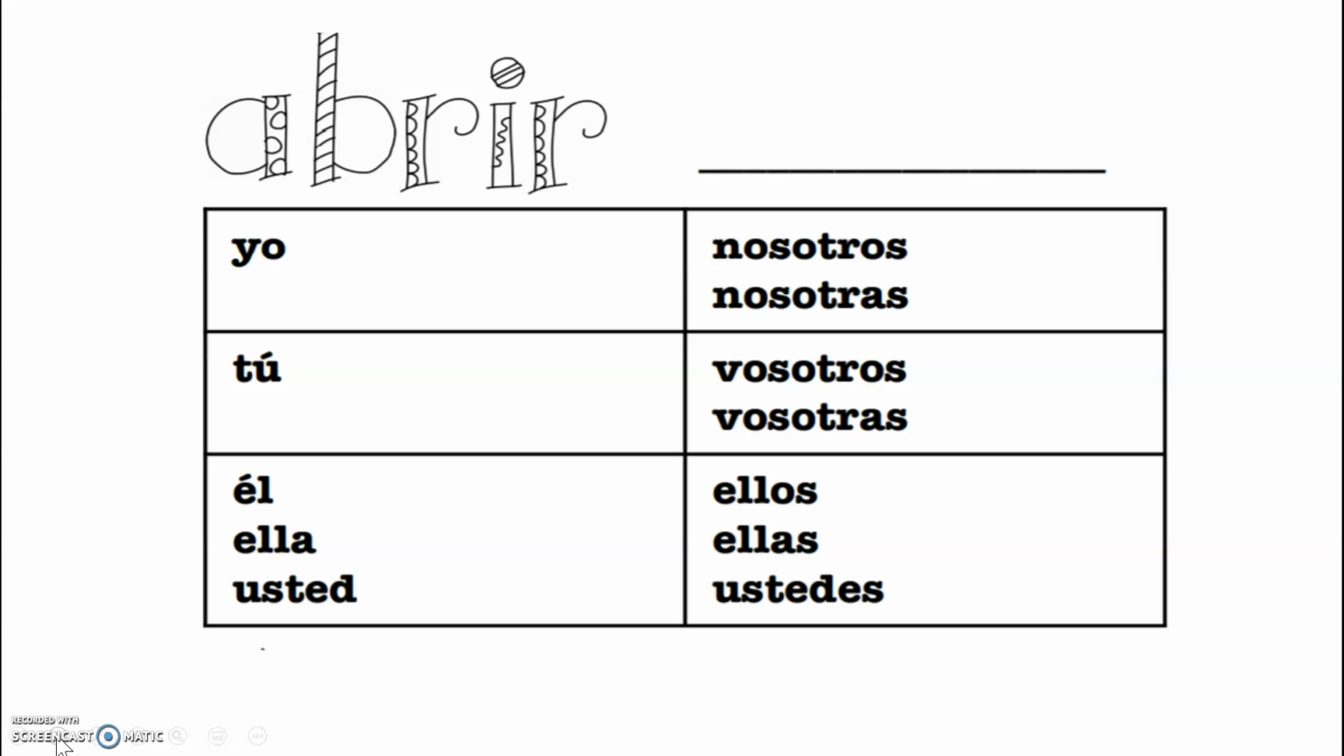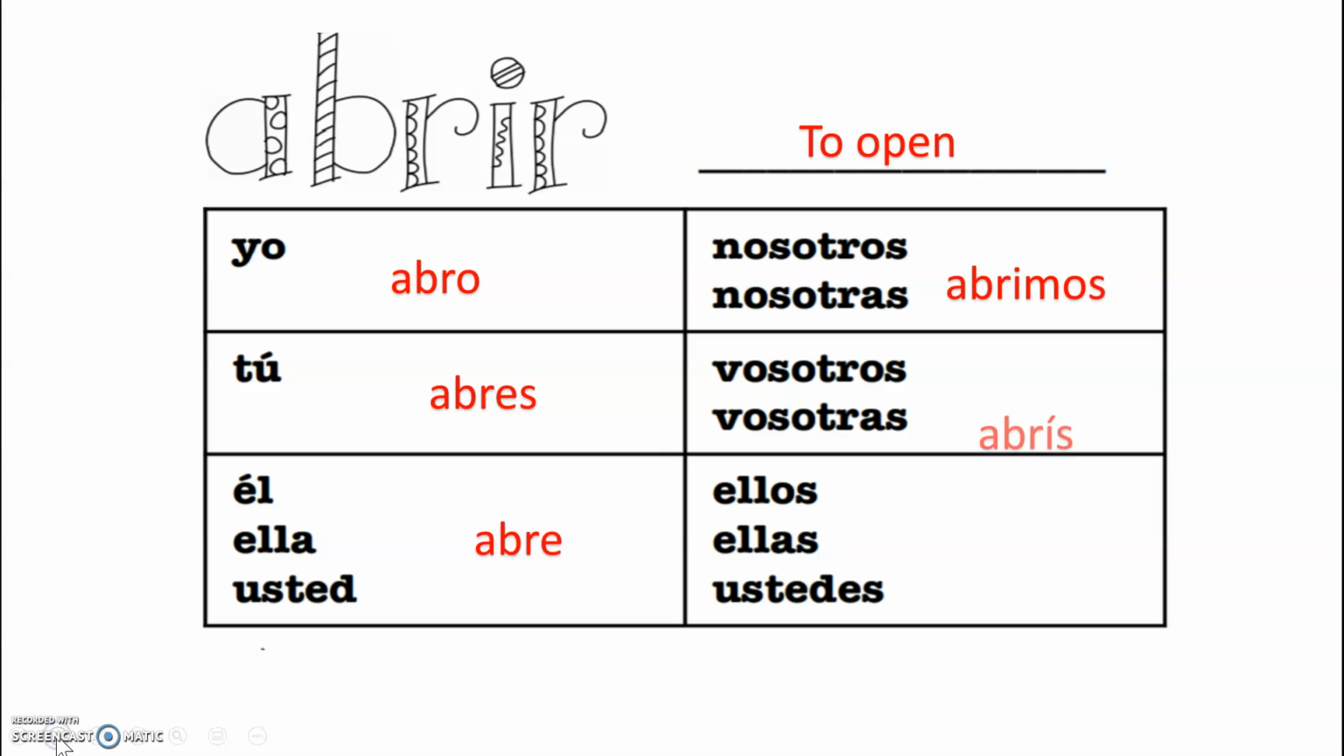El verbo abrir significa to open. Yo abro, I open. Tú abres, you open. Él, ella, usted abre. He opens, she opens, or you formal open. Nosotros abrimos, we open. Vosotros abrís, y'all open. Ellos, ellas, ustedes abren. They open or you formal plural open.